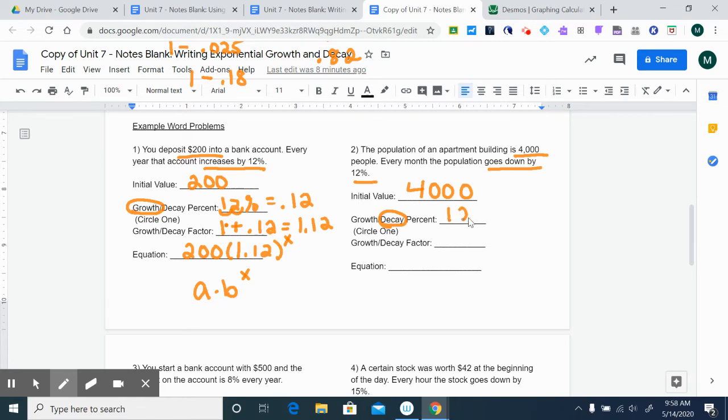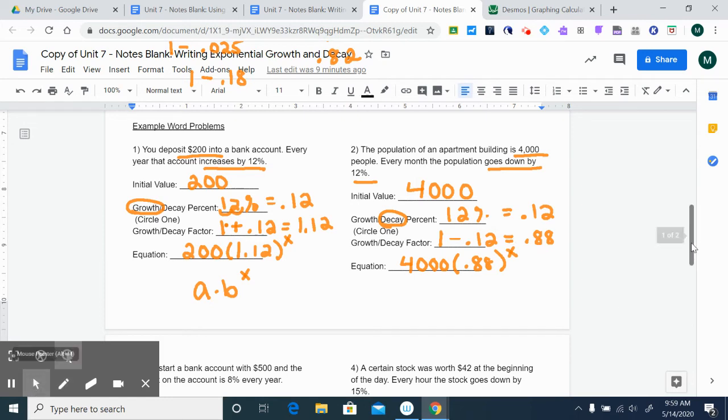12%, remember, we do need to make sure that that's a decimal, so it's 0.12. Then we're going to do 1 minus 0.12. When I pop that into my calculator, I get 0.88. So my equation is going to be my initial value times my growth factor, and I'm going to raise it to the x power. Okay, let's look down at examples 3 and 4.